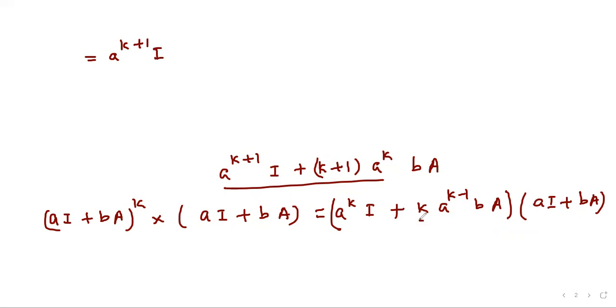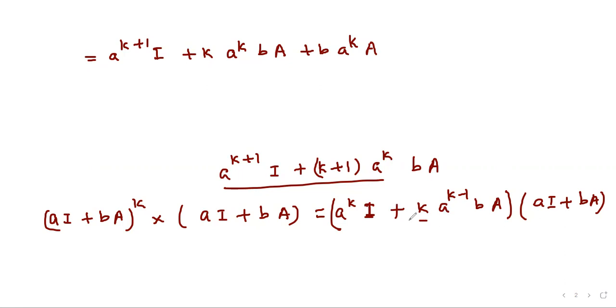And then when we multiply this here, it will become k times a power k ba. Then we multiply by ba, so it will become b a power k and then a, because whenever i is multiplied to any number, in that case we don't write it. So we have multiplied ba to a power k times i. So here b times a power k times a.